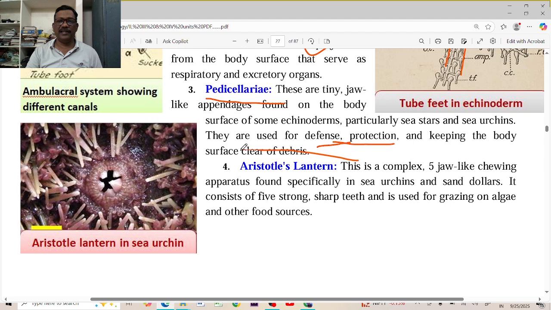Aristotle's lantern. This is found only in sea urchins. This is Aristotle's lantern. These are 1, 2, 3, 4, 5 jaws. With the help of the 5 jaws it can chew the food material, and that is called Aristotle's lantern.